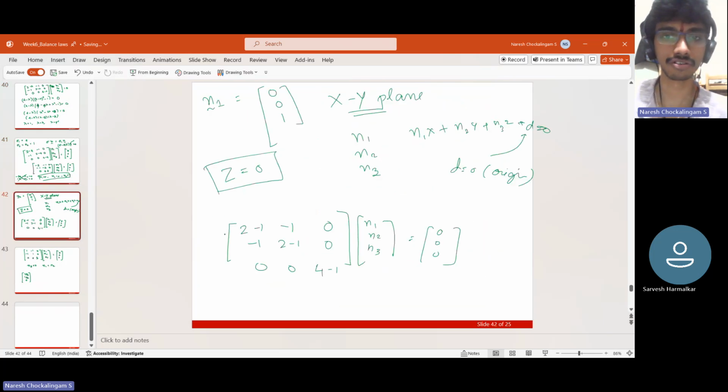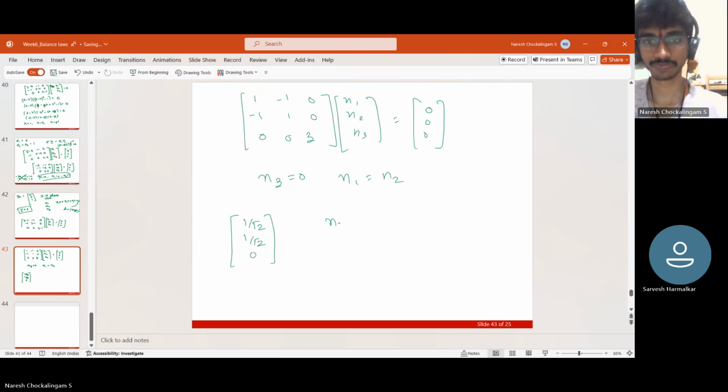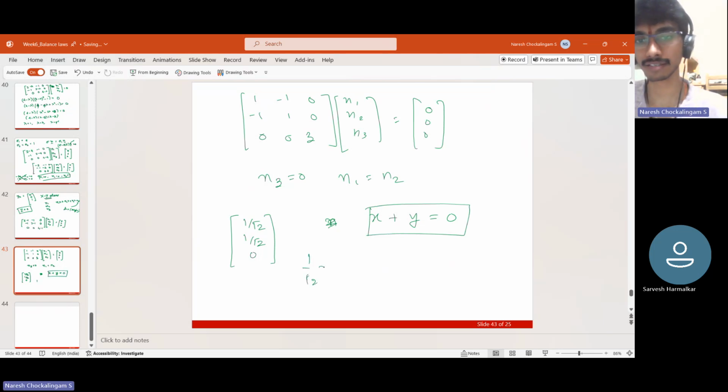So the other principal plane is x plus y equal to 0. Why? Because you can put 1 by root 2 x plus 1 by root 2 y plus 0z equal to 0, which means x plus y is equal to 0.